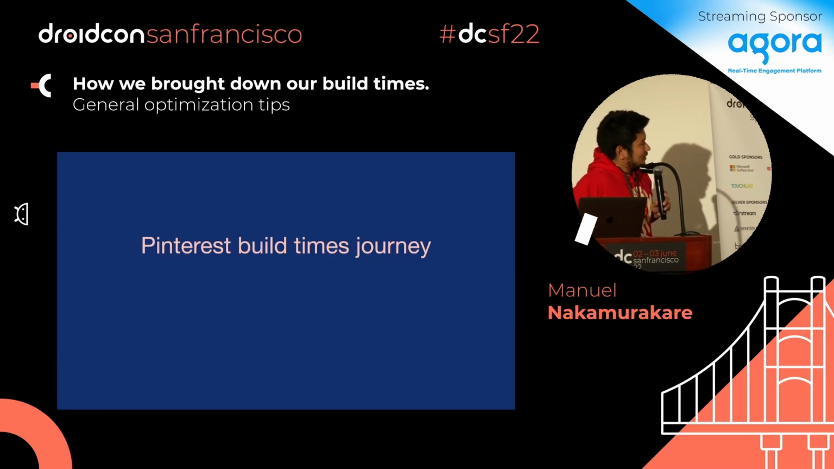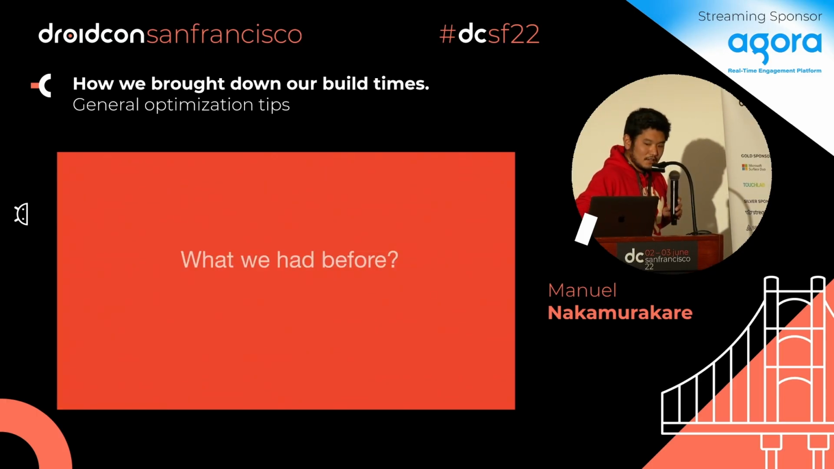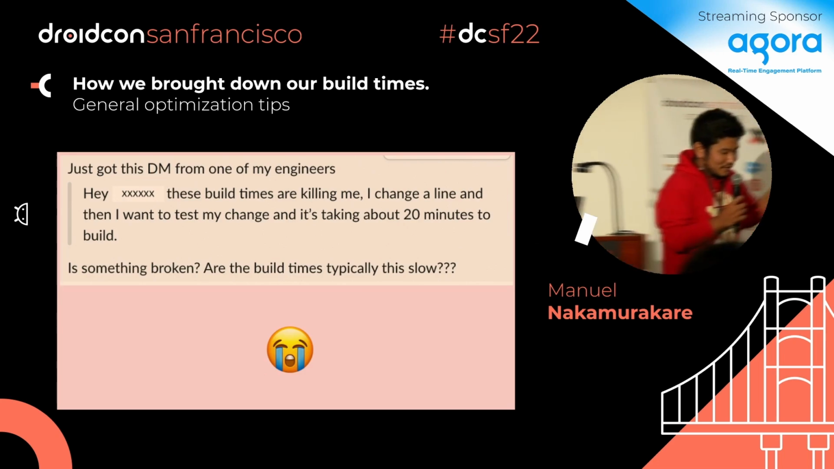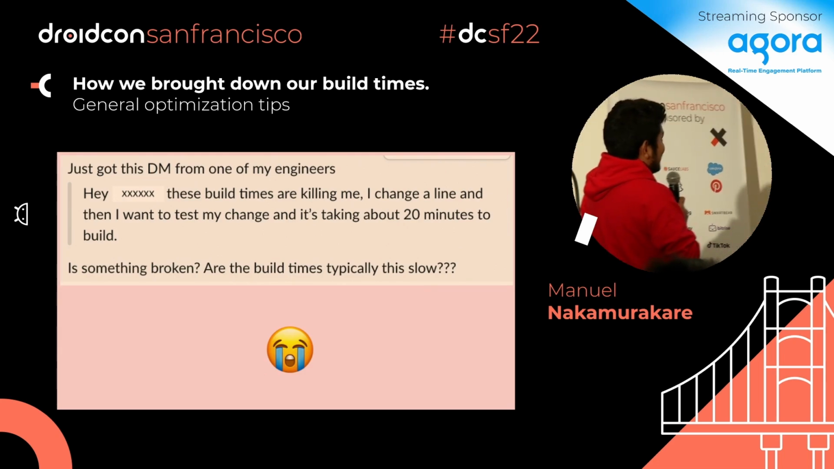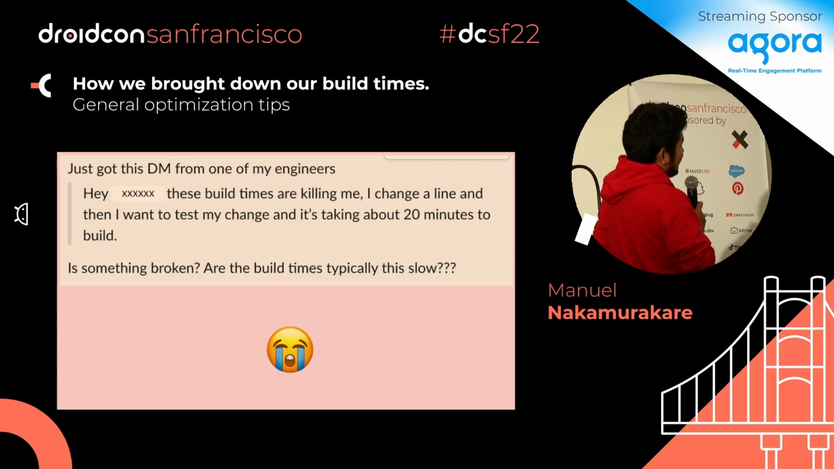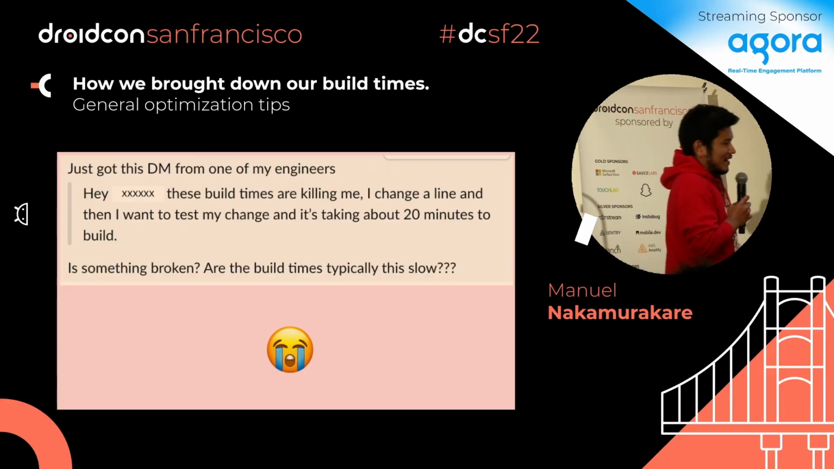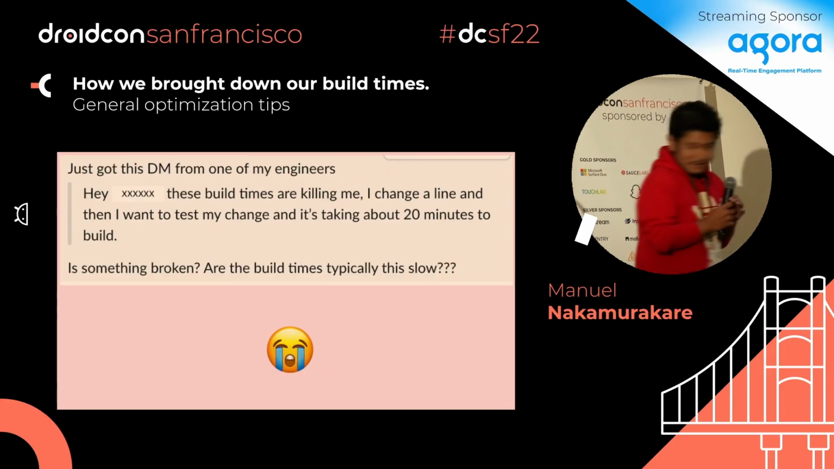Now let's get started with the Pinterest build times journey. So what we had before. As you can see, here is a Slack message of a person that is kind of frustrated. Our build times used to take sometimes about 20 minutes to build. So people were obviously not very happy and kind of unproductive. In this conversation, you can see that.